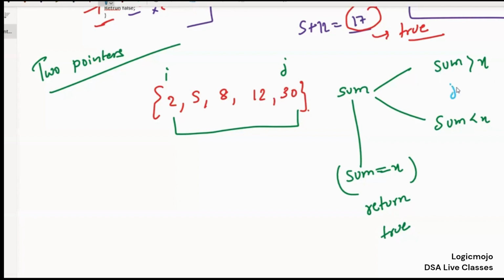We'll do j minus minus. So let's say 2 plus 30 was 32. Why did we do j minus minus? Because after that j will come to 12 and now the sum will become 14. So whenever the sum is high, that means we have to decrease the sum.